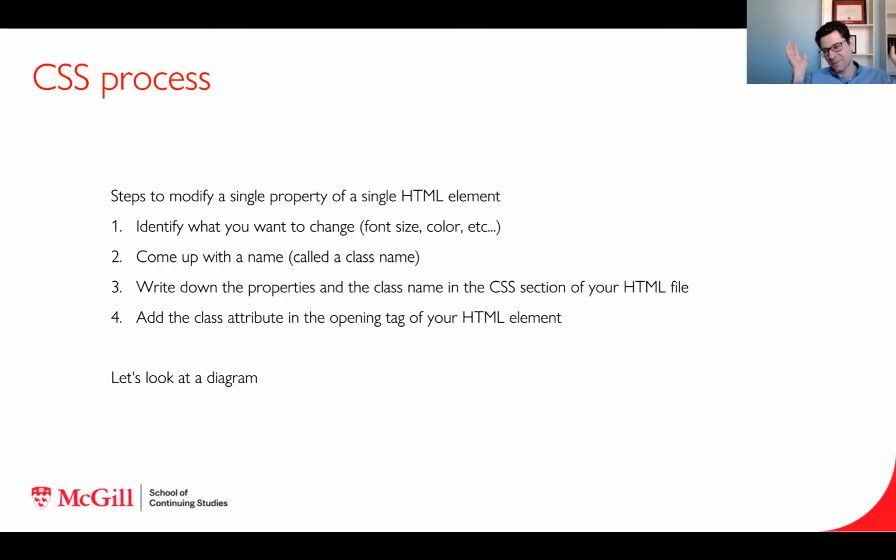So the first thing you need to do when you're doing CSS is first figure out what you're trying to do. And step number one is identify what you want to change. So do you want to change the font size, the color, etc.? And you need to figure out what part of the website you want to change it. And then you're going to have to come up with a name. That name is going to link your HTML and your CSS. That name is the bridge between HTML and CSS. Then you're going to have to write down some CSS. And then you're going to have to modify the HTML.